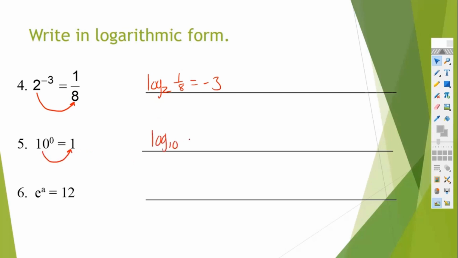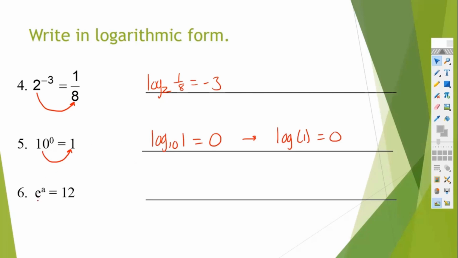So log base 10, argument is 1, and your power was 0. This can also just be written as log of 1 equals 0. Because of the 10. 10 has the power to become invisible with log.